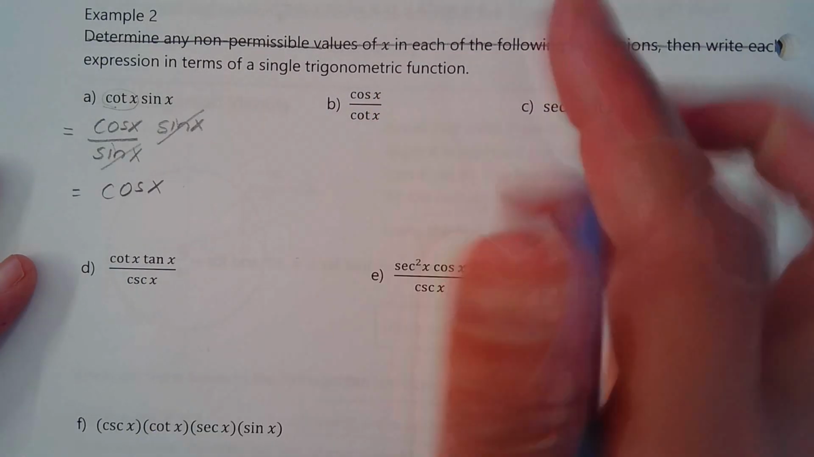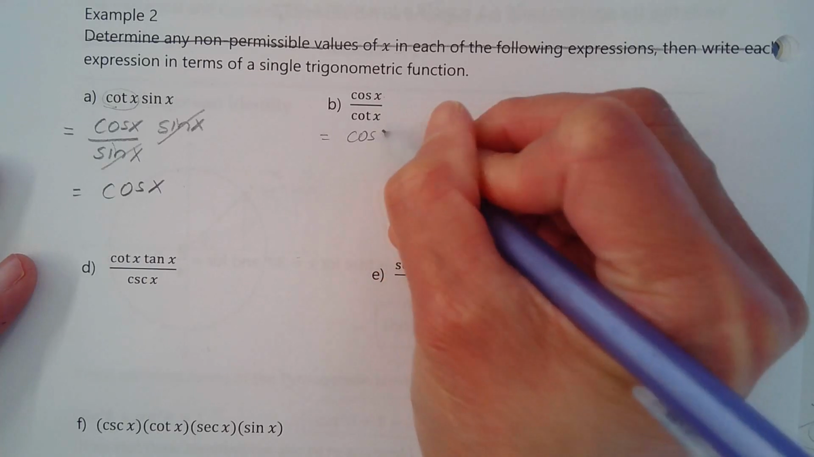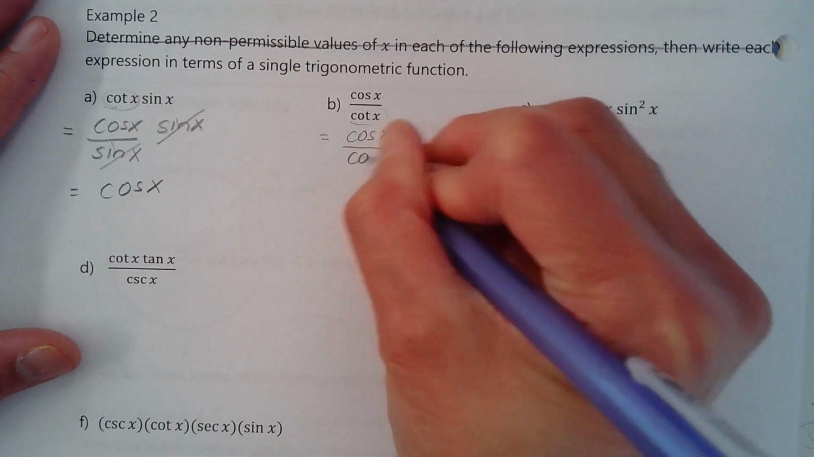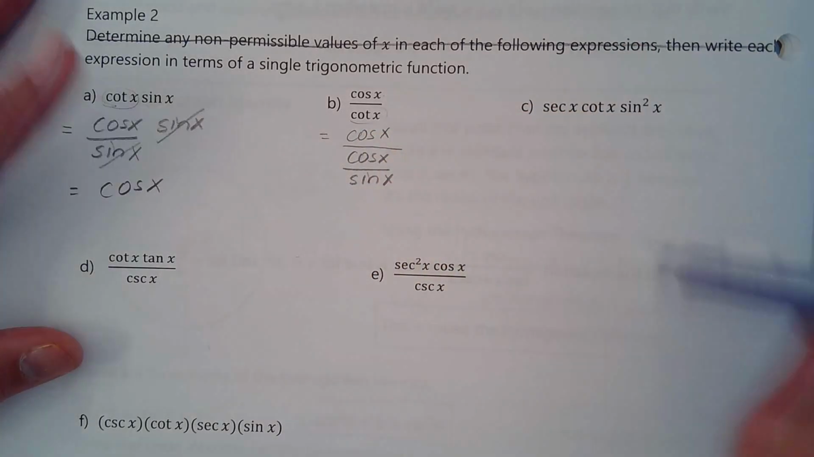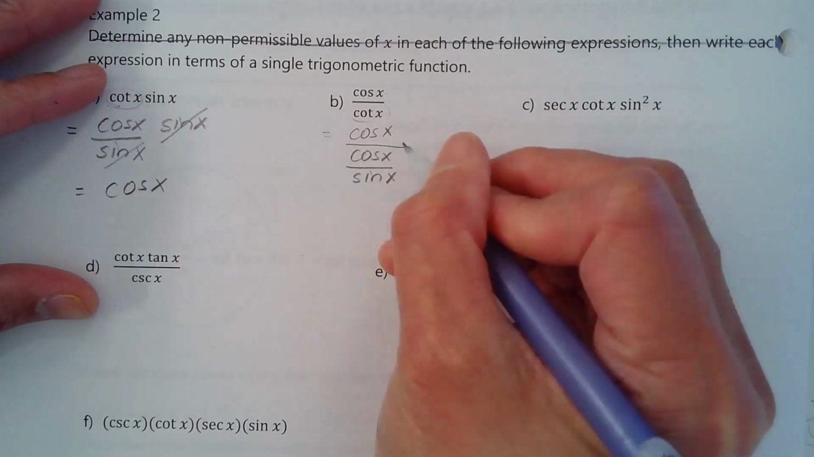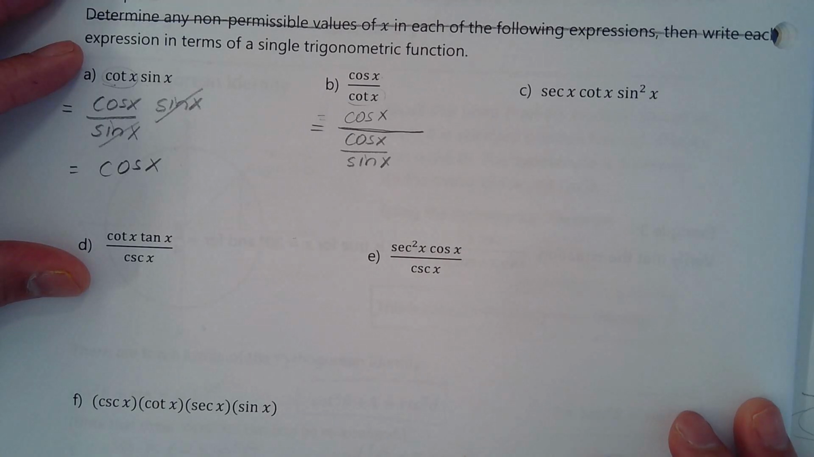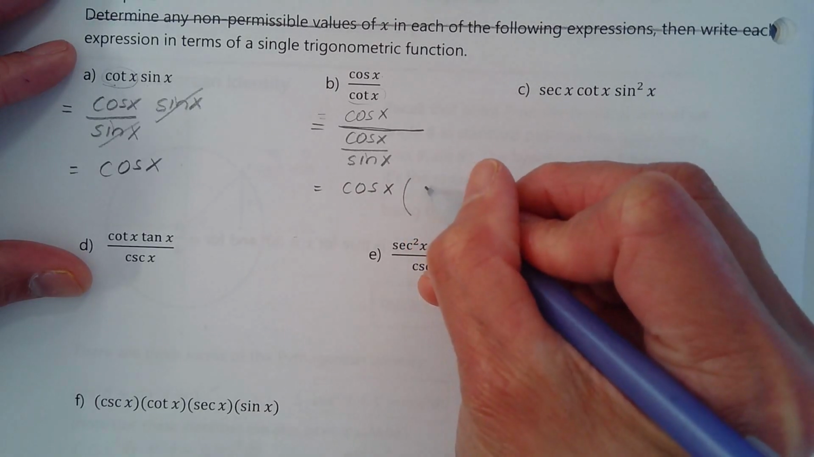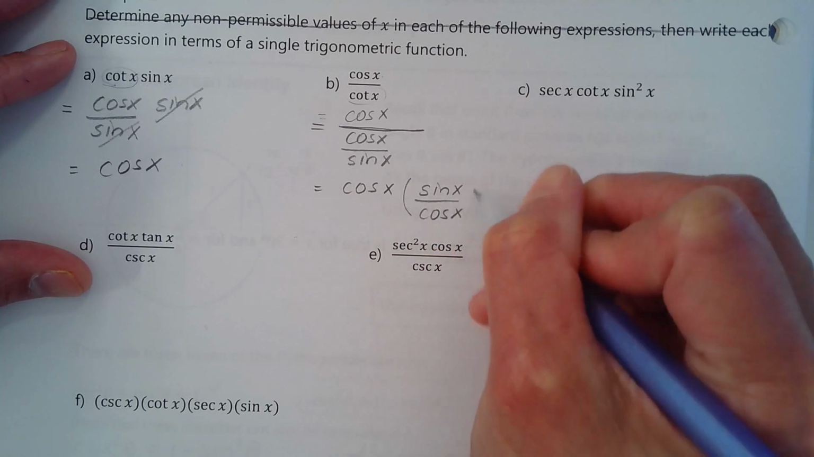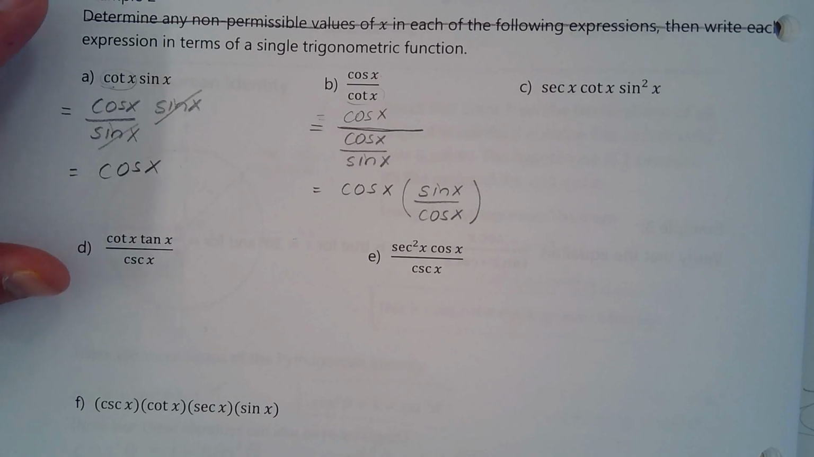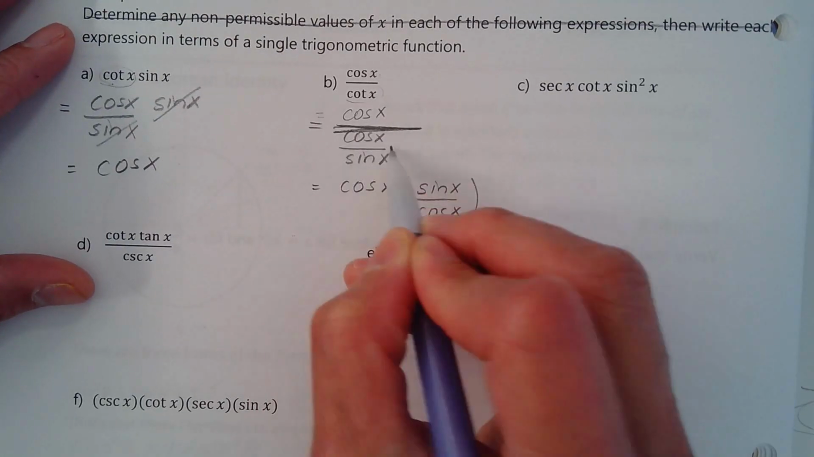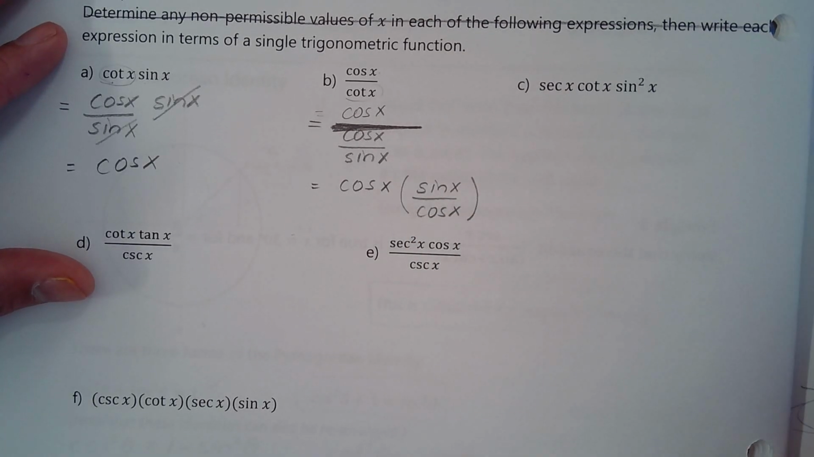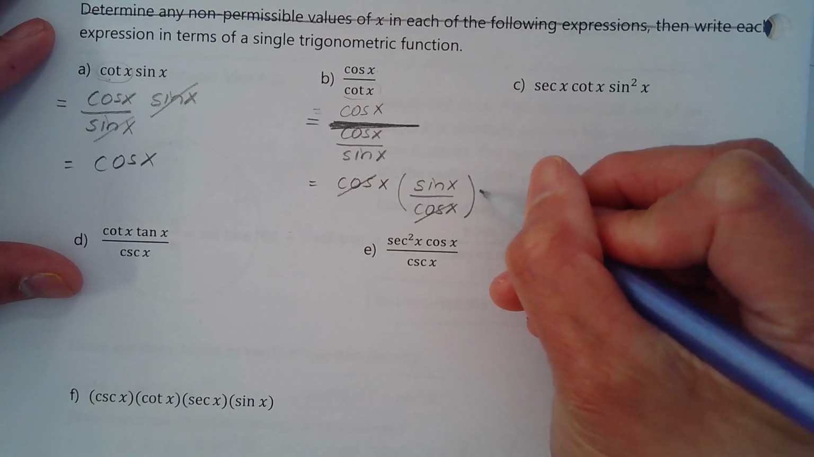Okay. What about this one? Cos of x divided by cotangent of x. What's cotangent of x? Cos of x over sine of x. How do we simplify that one? It's the same thing as multiplying by the reciprocal. The reciprocal is sine of x over cos of x. Is everybody okay with that piece? So when you're dividing, it's the same thing as multiplying by the reciprocal. And then the cos of x cancels, so we're left with just the sine of x.